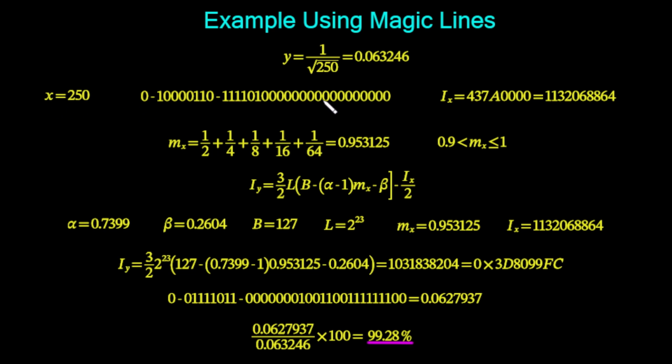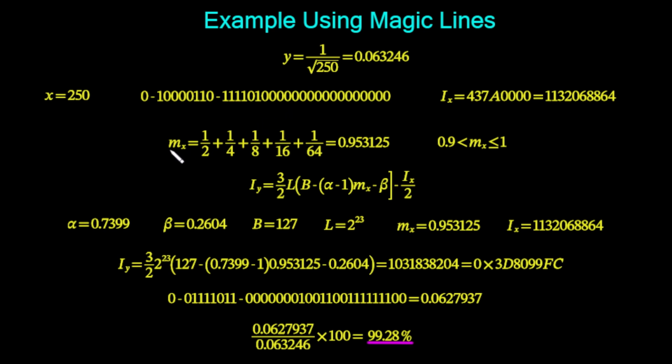Now we're going to interpret this floating point number as an integer number. The integer number for this in hex is 437A0000, and whenever we write this as an integer, it's this number here. So this is our ix.